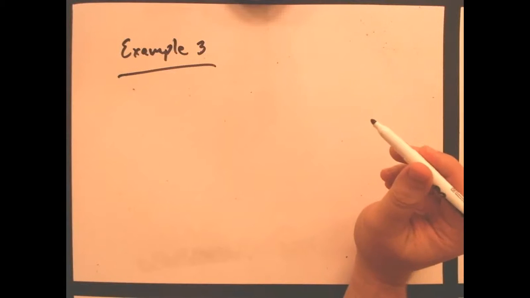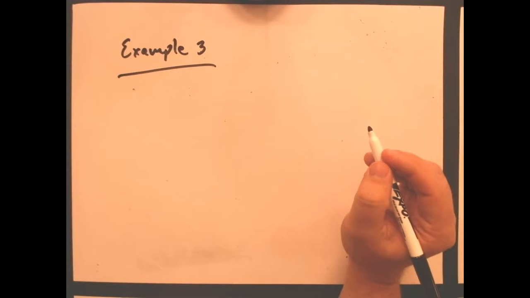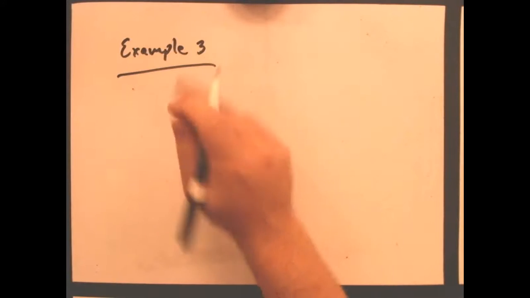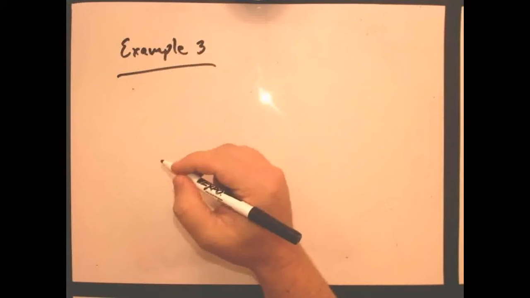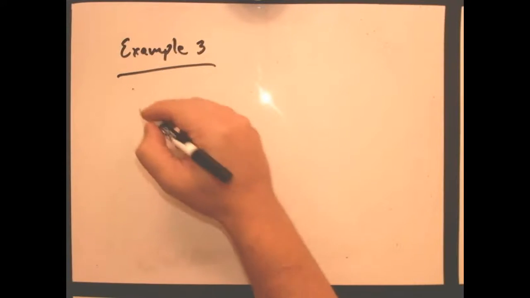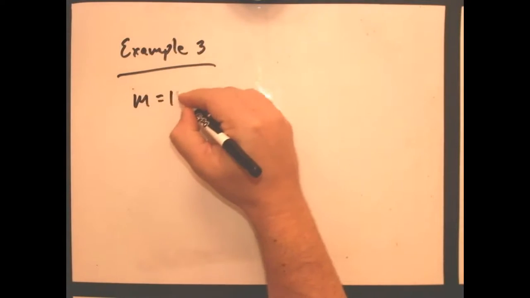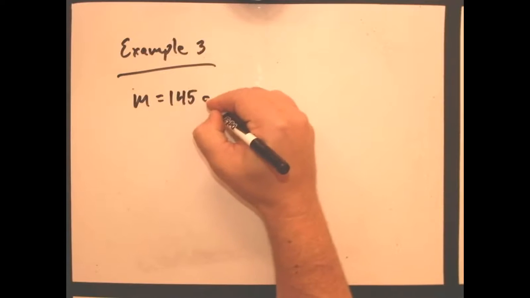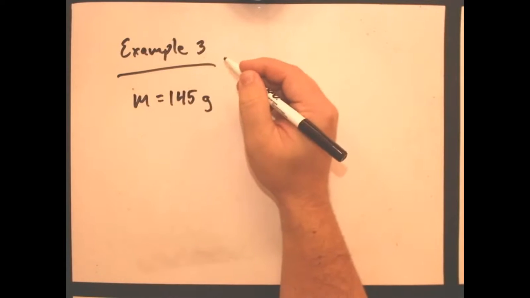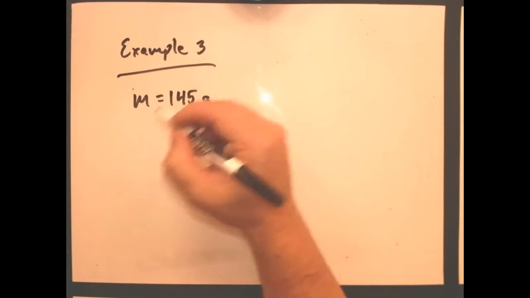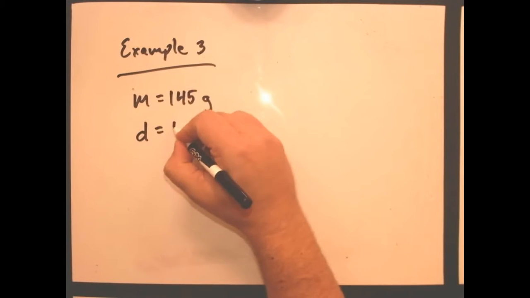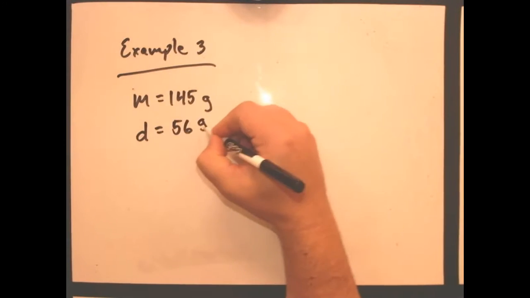Okay, so now we're going to do example number 3. Example number 3: a sample of a substance has a mass of 145 grams. So now I have my mass equals 145 grams and a density of 56 grams per milliliter. So density equals 56 grams per milliliter.